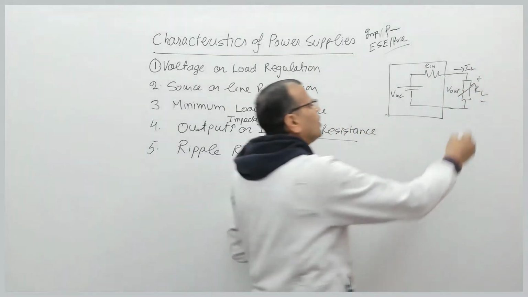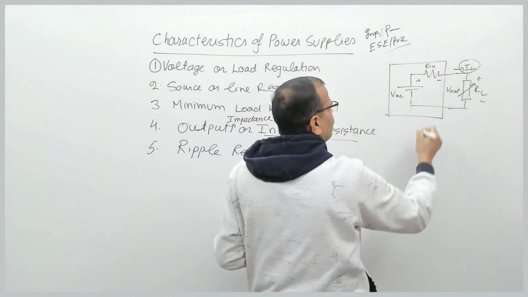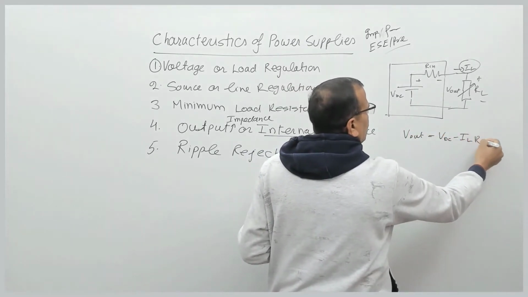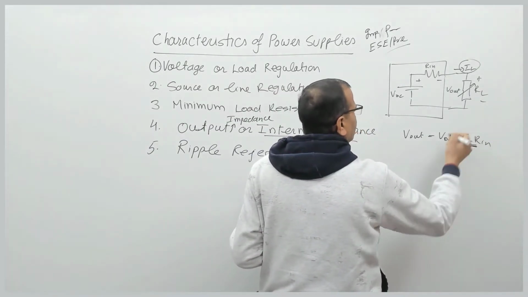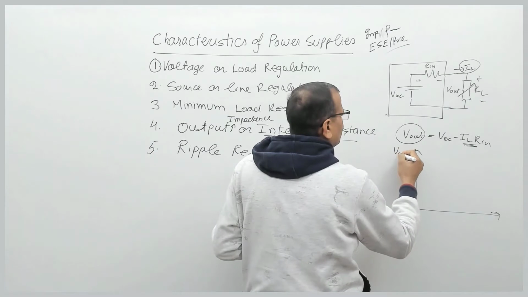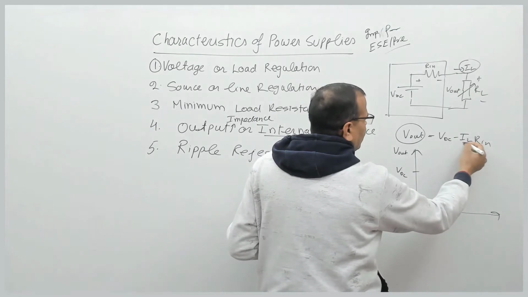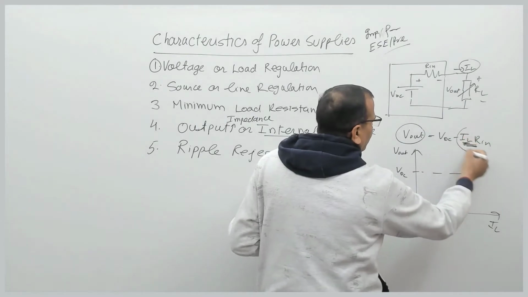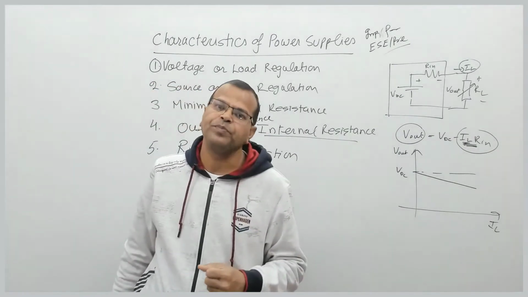So when you change the load resistance, there will be change in the load current, and accordingly there will be change in drop across this. Why? Because output voltage is nothing but VDC minus I load into R in. Right? So when you change load resistance, accordingly there will be change in this, and accordingly there will be change in output voltage. So if you see output voltage, when load current is 0, the output voltage is VDC, but when you increase load current, there will be change in this, and accordingly there will be fall in the output voltage.